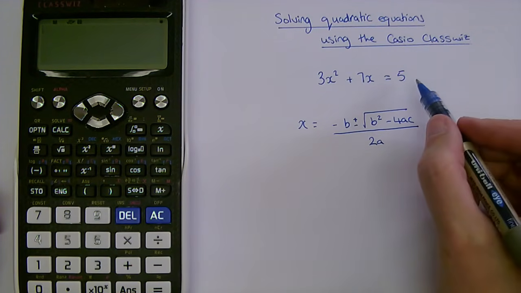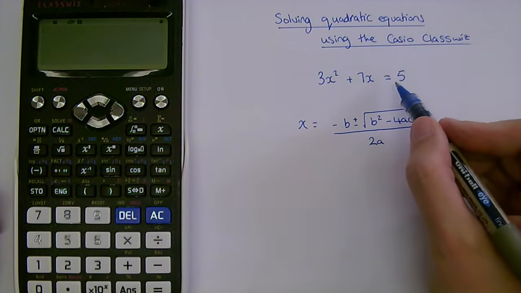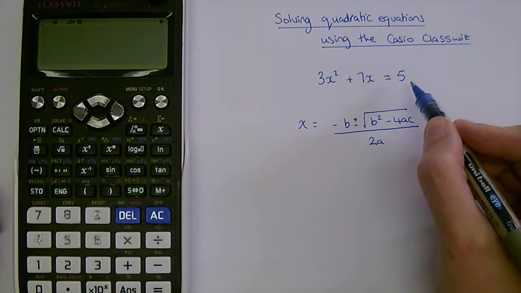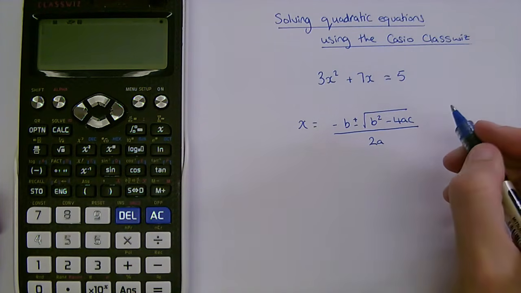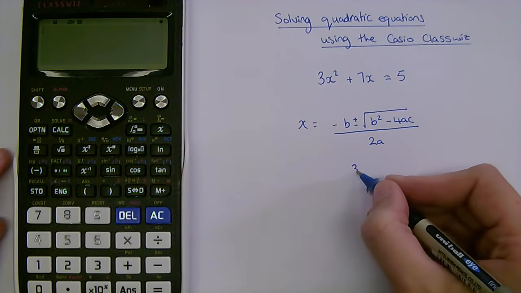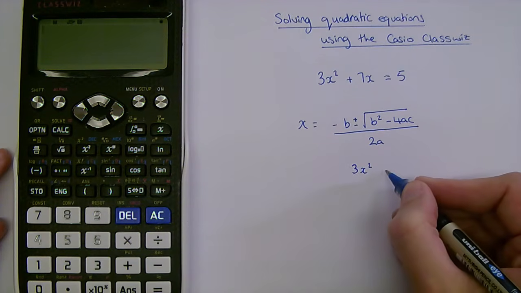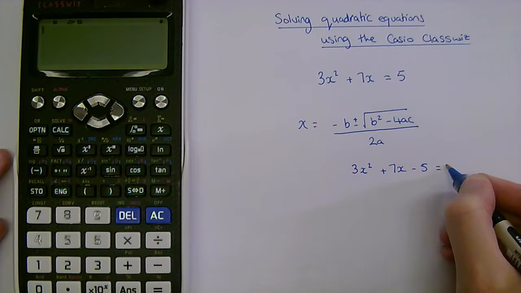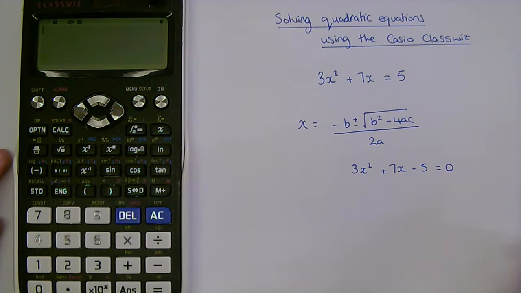First thing you need to remember to do is always make sure that if you're solving a quadratic, it's equal to 0 on the right-hand side, sorry. So we need to take away 5 from both sides to solve the equation 3x squared plus 7x minus 5 is equal to 0. That's now set up, ready to solve using the calculator.